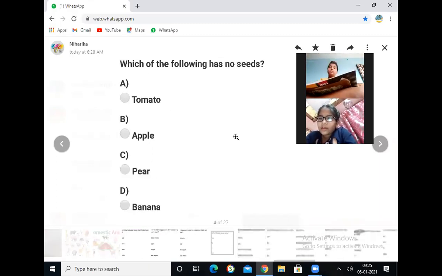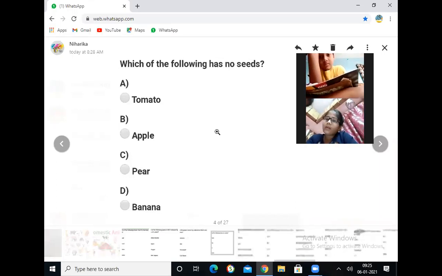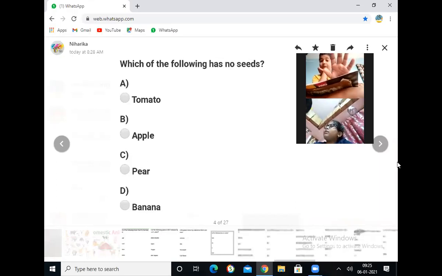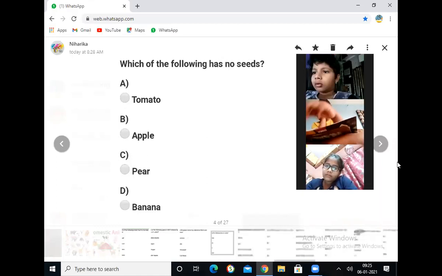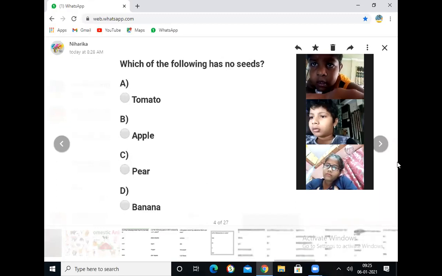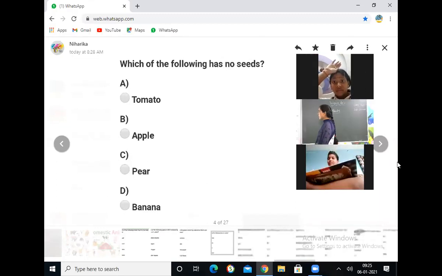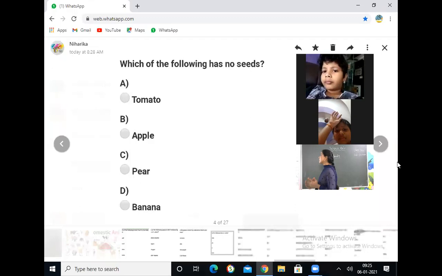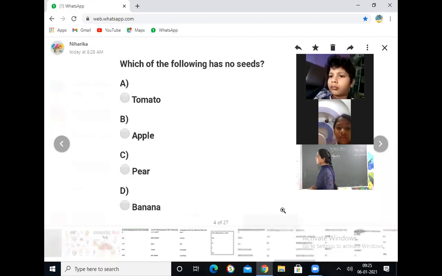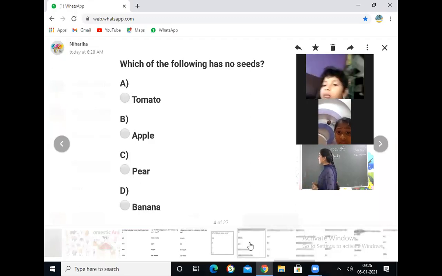Which of the following has no seeds? Tomato, apple, pear, and banana. Which does not have any seeds? Babisha, unmute. Banana, teacher. Yes, very good. Banana doesn't have any seeds. Sometimes there are things in it, but those are not seeds; they are actually part of pollen grains. Fine. Very good. Next question.